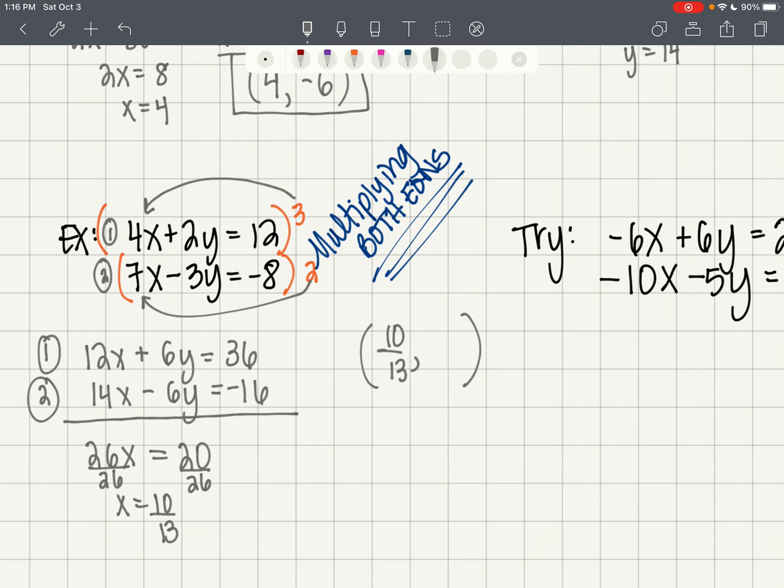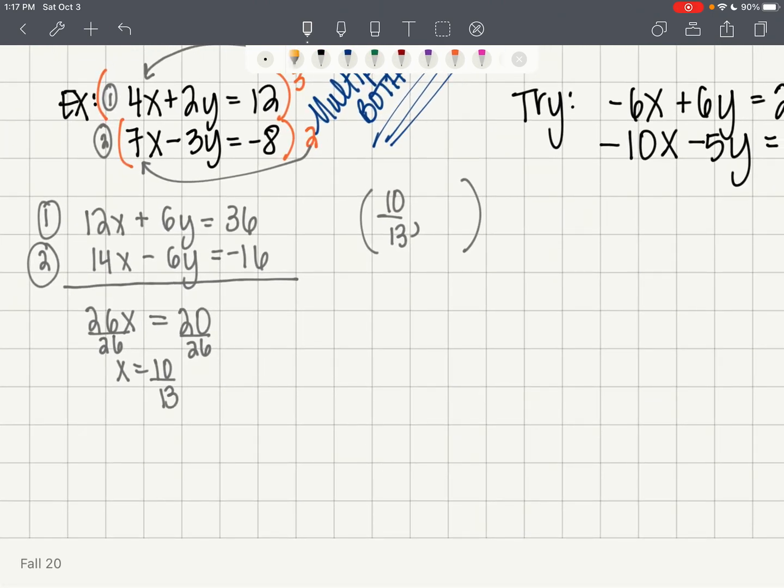Now I can take that 10 over 13 and plug it into one of my equations, or I can do this whole problem again, eliminating the x's. So I'm going to show you that we can do that. I'm going to take the original equations, 4x plus 2y equals 12, 7x minus 3y equals negative 8. I'm going to multiply the first equation by 7, and I'm going to multiply the second equation by negative 4.